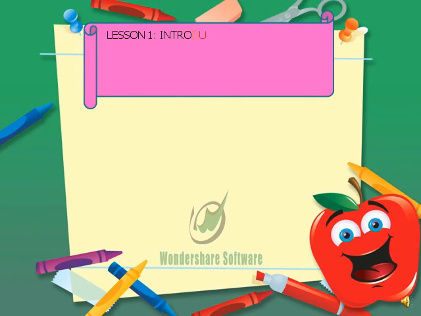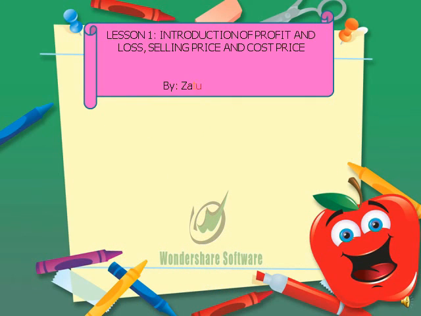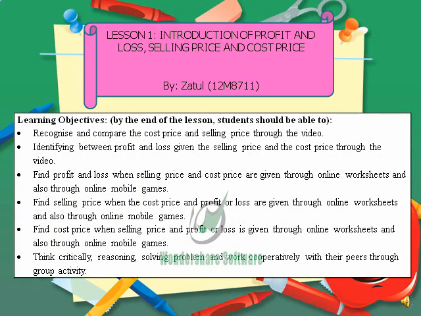Lesson Plan 1, which is on the introduction of profit and loss, selling price and cost price. The learning objective for this lesson: by the end of the lesson, students should be able to recognize and compare the cost price and selling price. They also should be able to identify between profit and loss given the selling price and the cost price. Finding profit and loss when selling price and cost price are given.